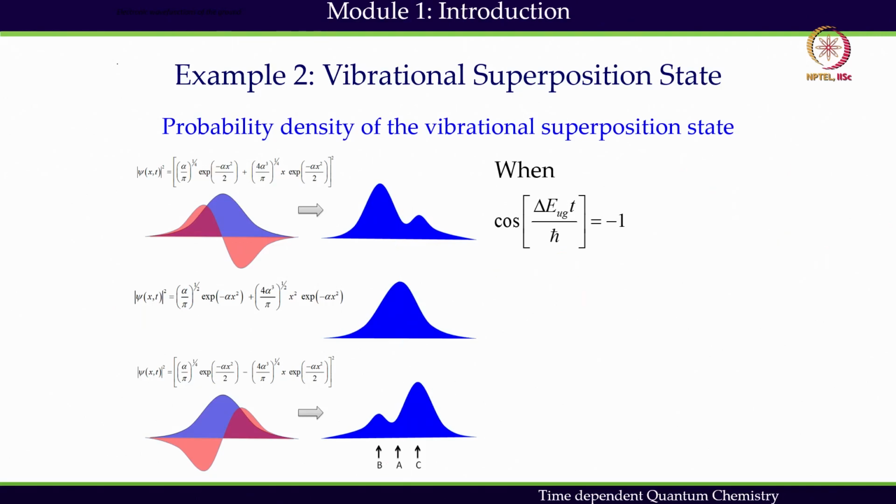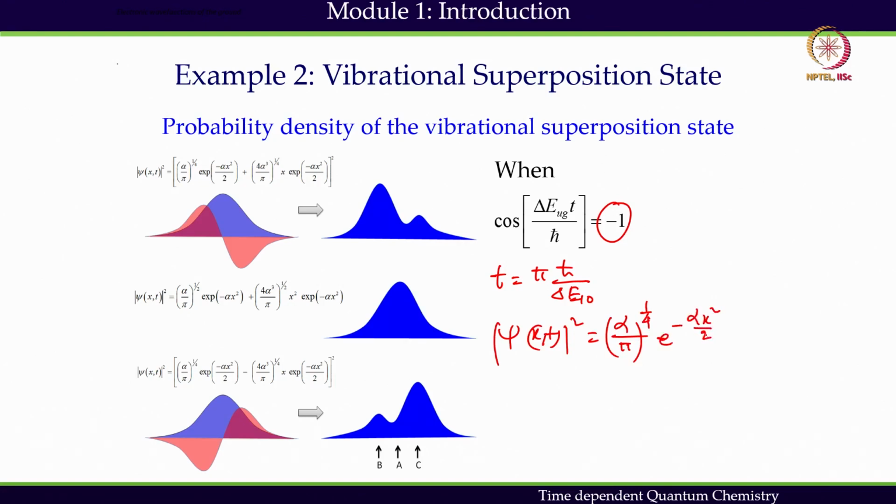Similarly, if we continue and use the value of minus 1, which means that t equals now pi h cut by delta E 1 0, then what I get is that x t total density square is now just going to be e to the power minus alpha x square by 2 minus 4 alpha cube divided by pi to the power 1 by 4 x e to the power minus alpha x square by 2, whole square.